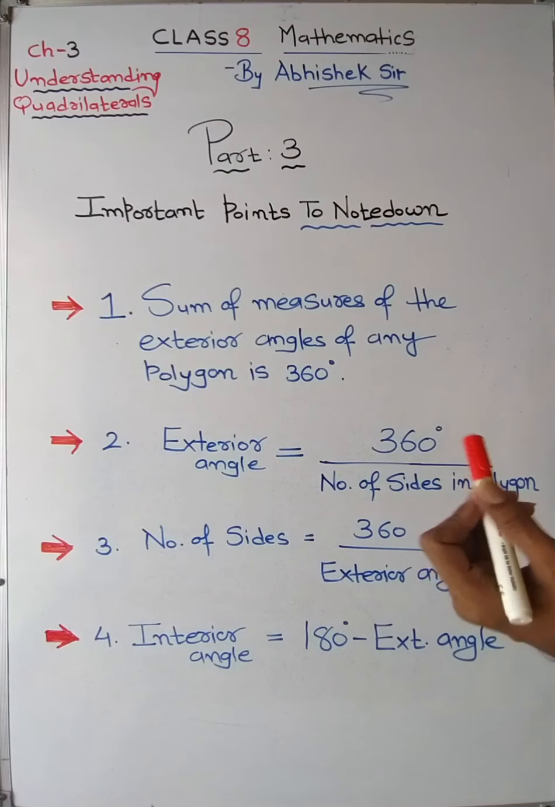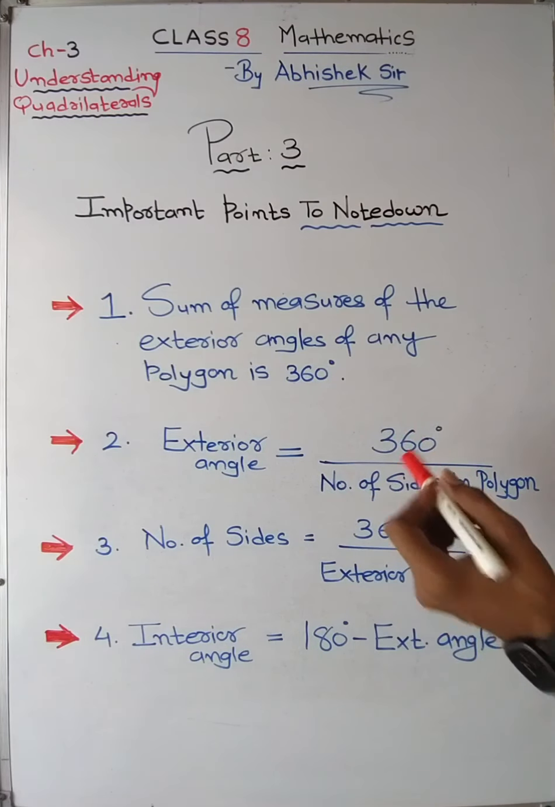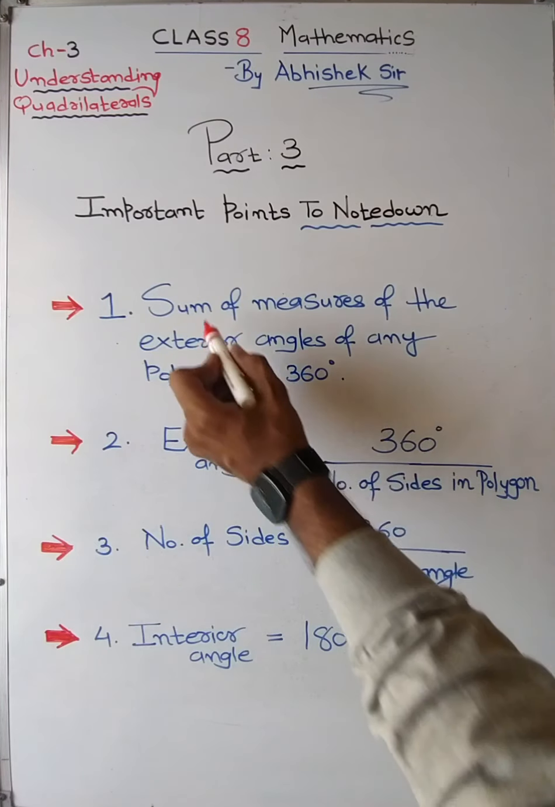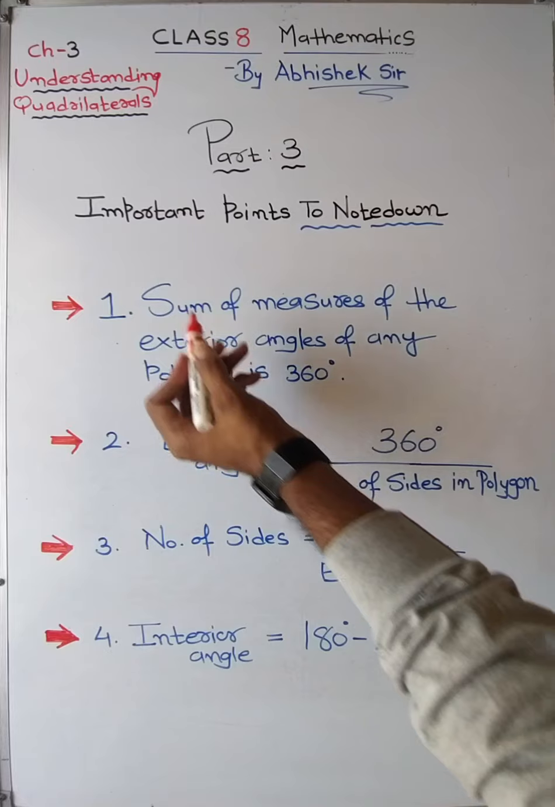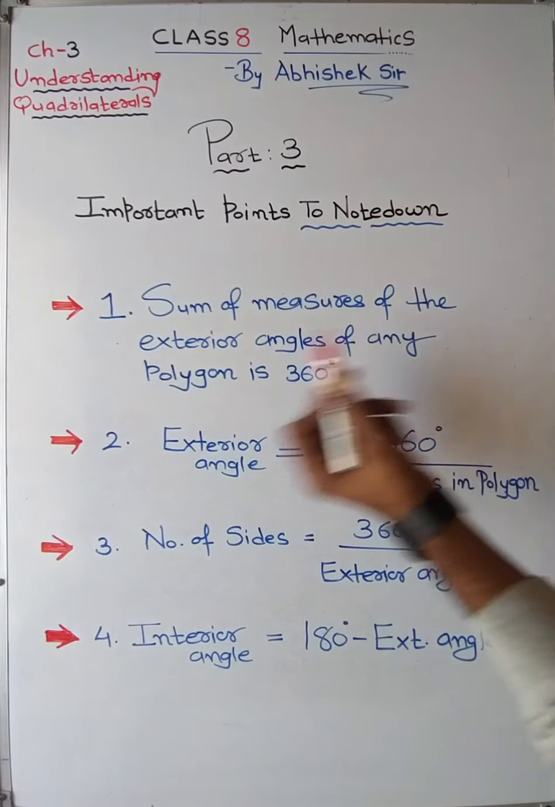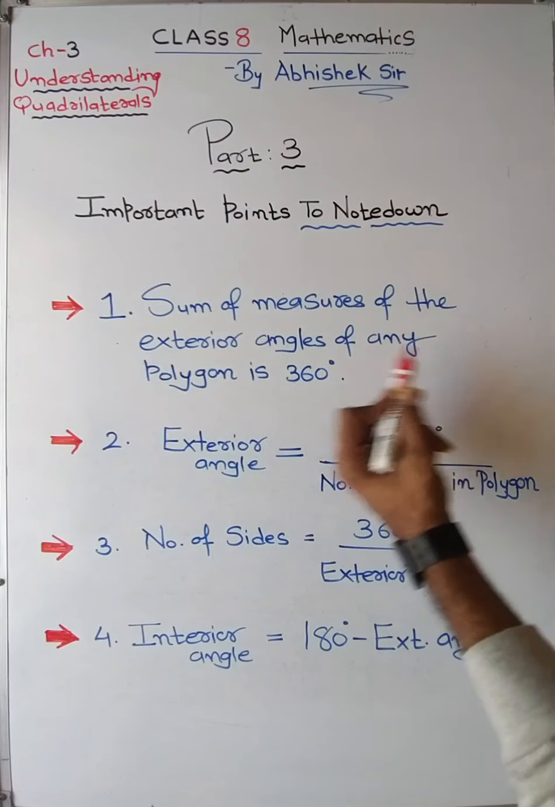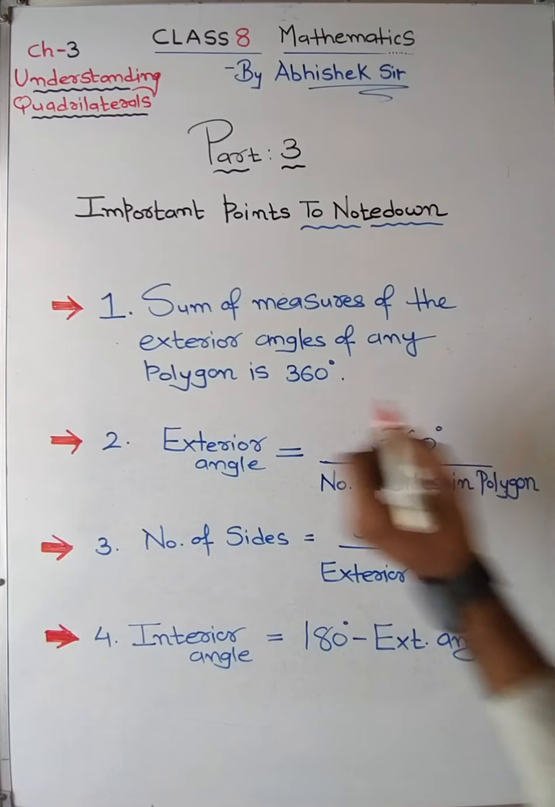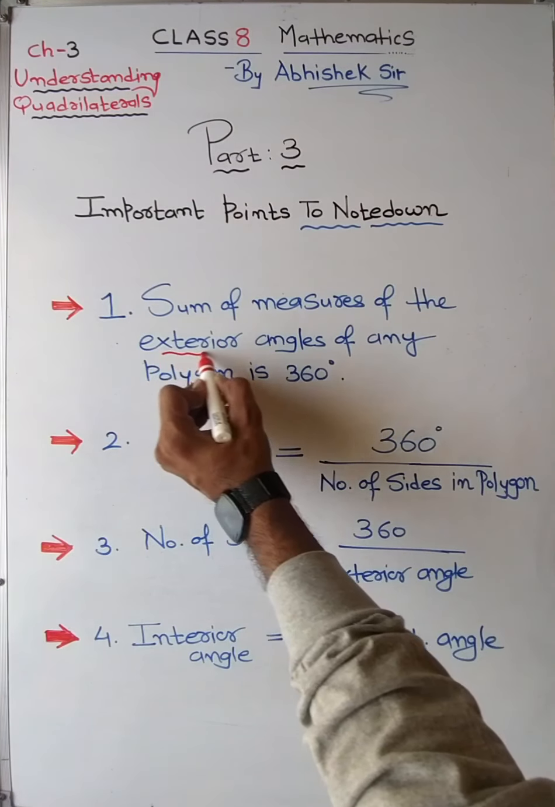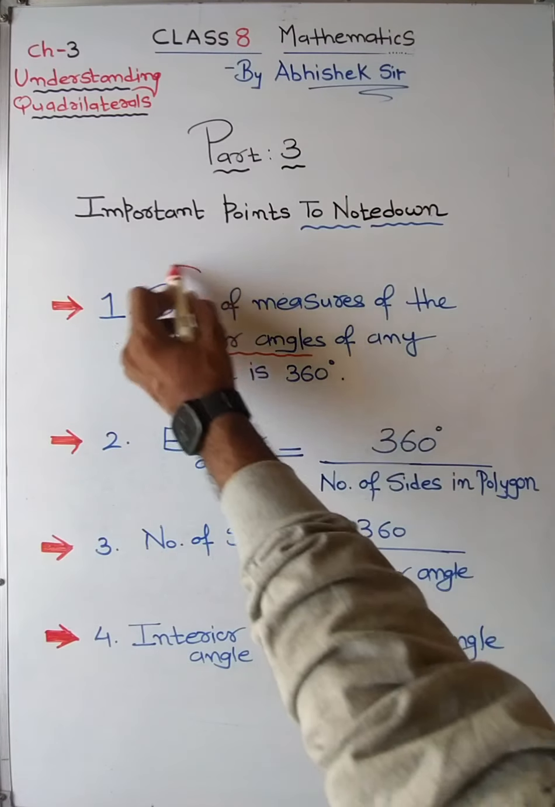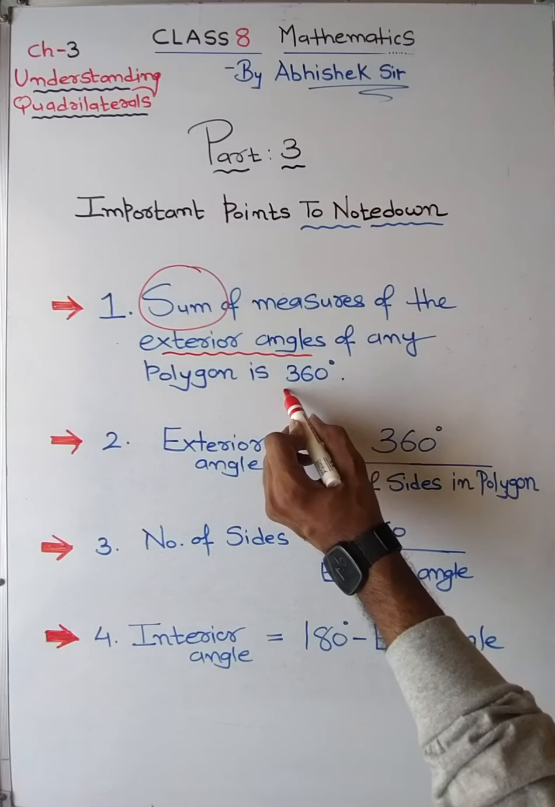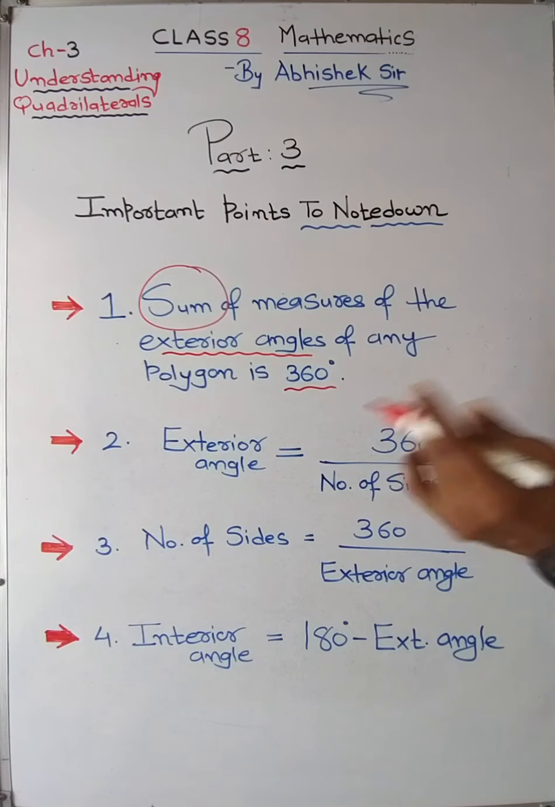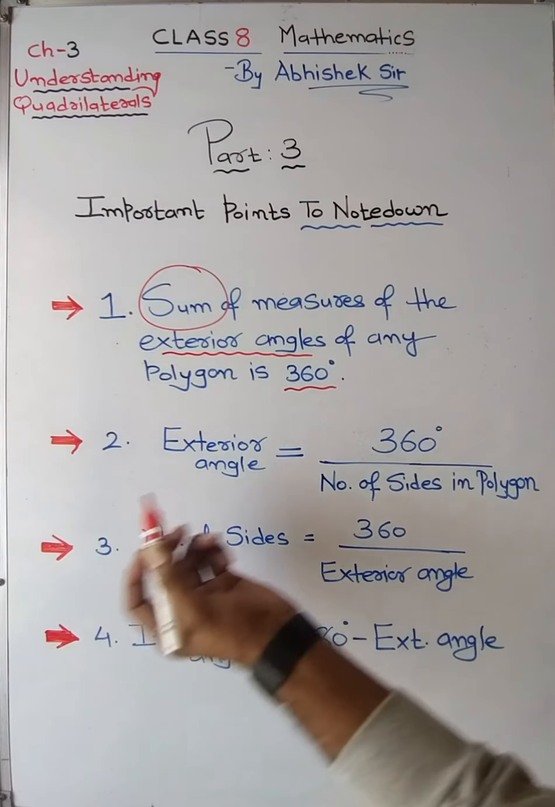Alright, so the first important point is the one which we did last in part 2. Let us recall it again. Sum of measures of the exterior angles of any polygon is 360, right? So exterior angles sum is always 360. Clear? So this is a kind of property.